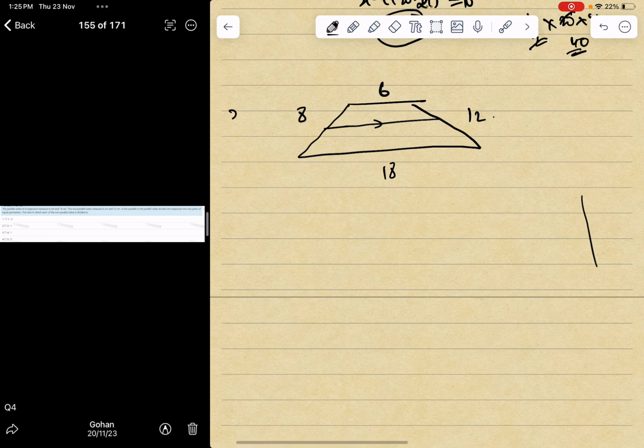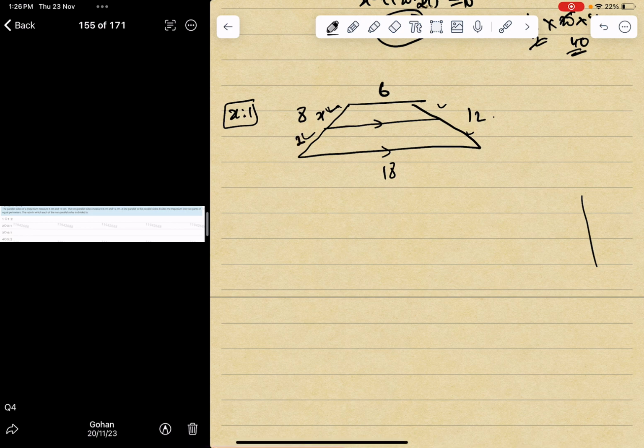Okay, so we'll suppose the ratio in which it is divided is x is to 1. Now we know that by basic proportionality theorem, if these two are parallel, the ratio of this to this will be equal to this to this. Means the given ratio will be equal to this to this. So we suppose that it divides the non-parallel sides in the ratio x is to 1.